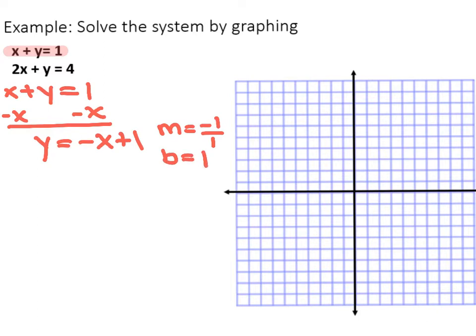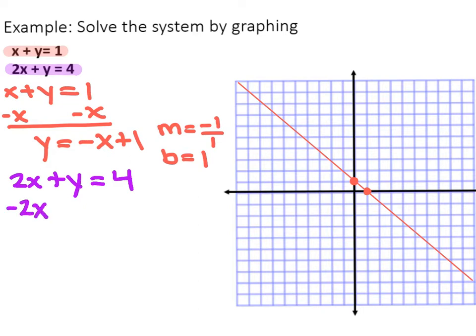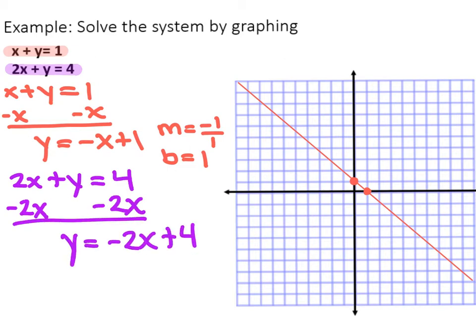So I can graph my y-intercept at 1, an additional point going down 1 over 1, and then draw on the line. Then we're going to do the same thing for the other equation. So our other equation is 2x plus y equals 4. If I want to solve to get y by itself, I have to move the x. So I would subtract 2x from both sides to get y equals negative 2x plus 4.